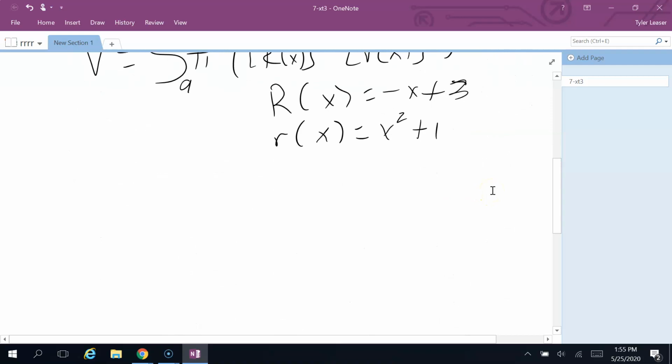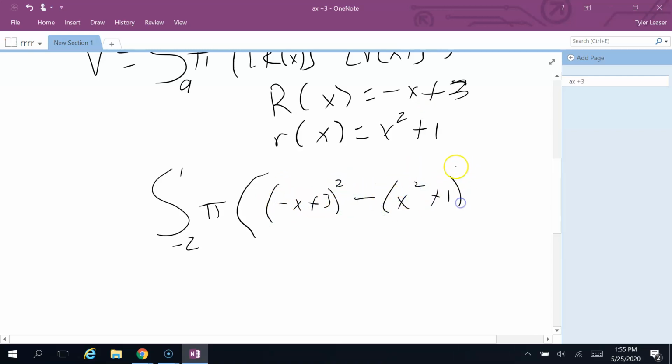So just to do the integral real quick. Integral from -2 to 1 of pi, and then it's the outside radius squared, so that's (-x + 3) quantity squared, minus the inside radius (x squared + 1) quantity squared, dx. Be careful squaring these, right? We're going to do them individually.